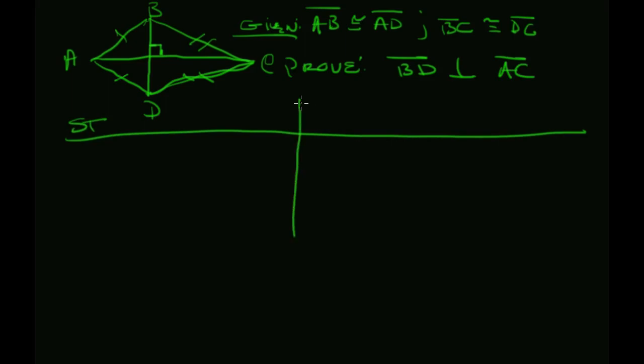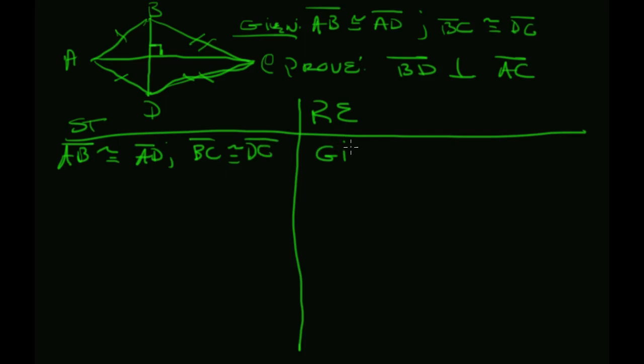Okay, so we're just diving right into the proof here. Alright, so right off the bat, I have all my givens. AB is congruent to AD. BC is congruent to DC, which is what's making this a kite. Okay, two sets of consecutive congruent sides.